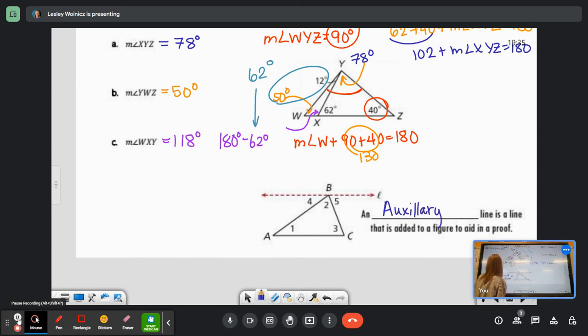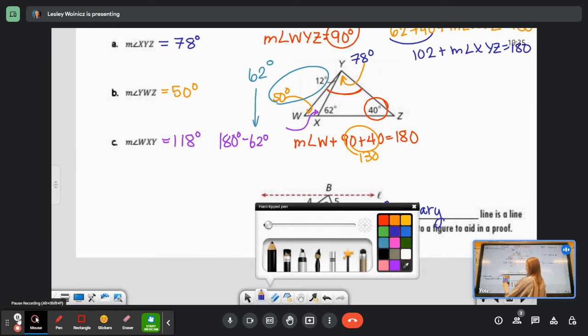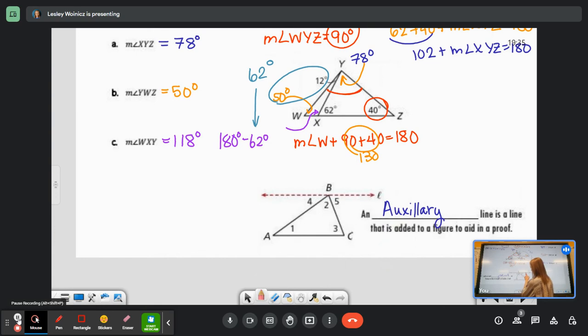Auxiliary line. It's a line that you add to a figure to aid in a proof. The reason you would do something like this is if you could add a line that was parallel to one of your sides, then all kinds of angle relationships start popping out. Because now I don't just have a bunch of weird angles.